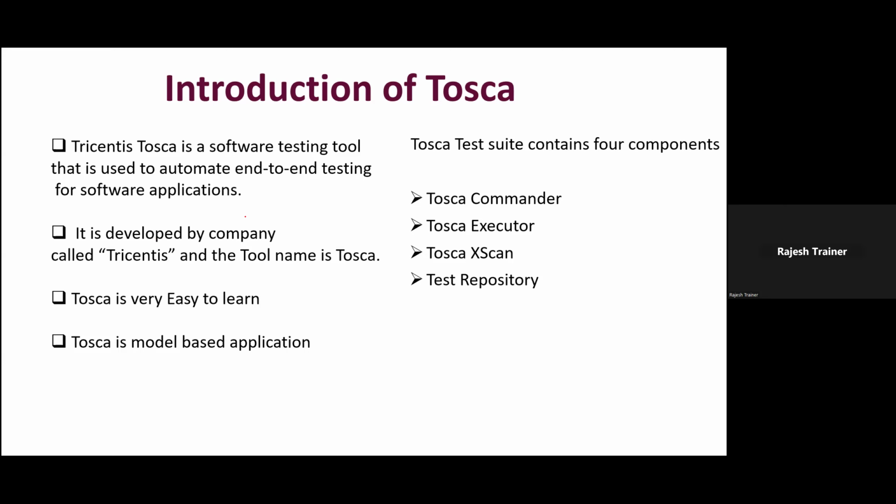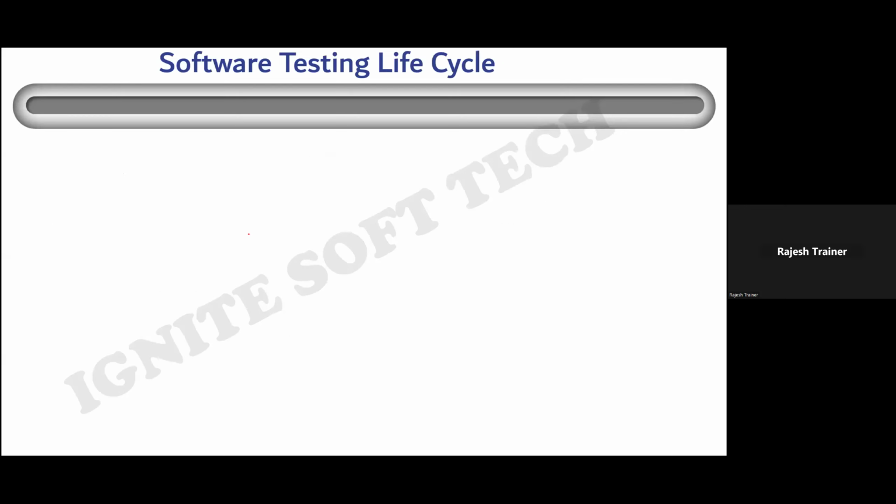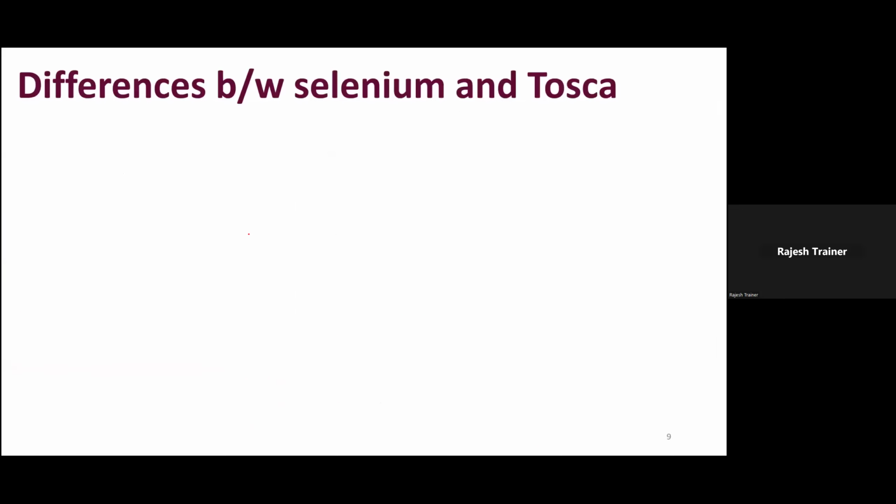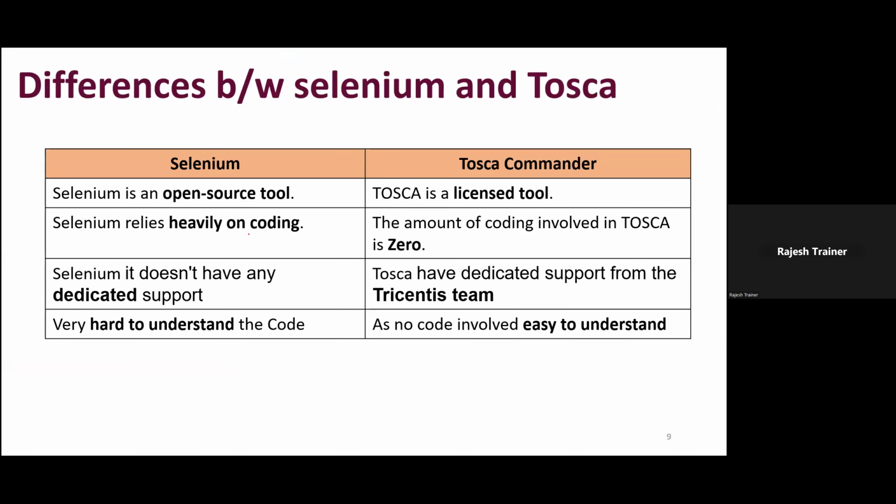So what is Tosca? Tosca is an automation tool which is similar to Selenium, right? Tosca is an automation tool. Just we will revise it and then we will go for the concept.